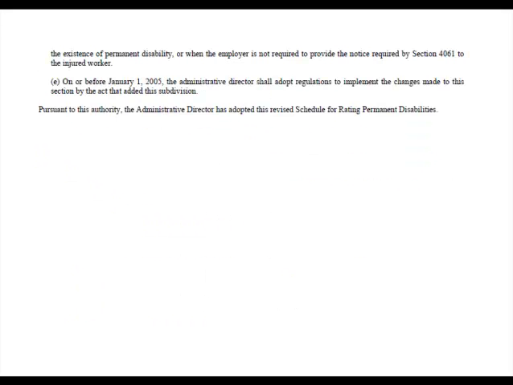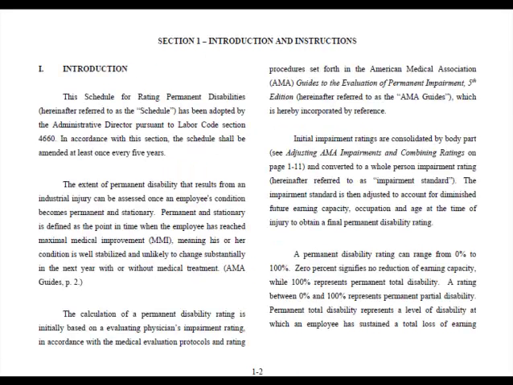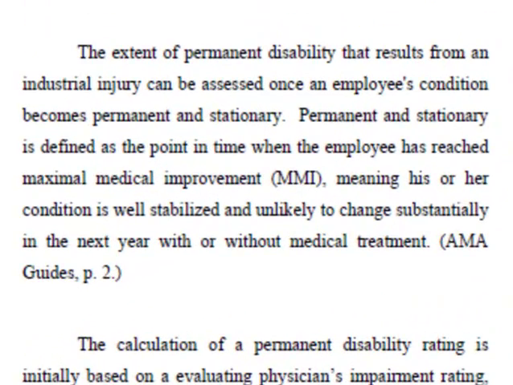The permanent disability of an individual cannot be assessed until the effects of the injury have been stabilized. The extent of permanent disability that results from an industrial injury can be assessed once an employee's condition has become permanent and stationary. Permanent and stationary is defined as the point in time when the employee has reached maximal medical improvement. That'll be referred to as MMI, meaning that his or her condition is well stabilized and unlikely to change substantially in the next year with or without medical treatment.